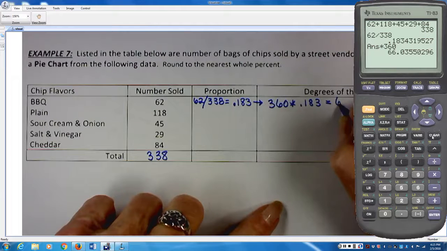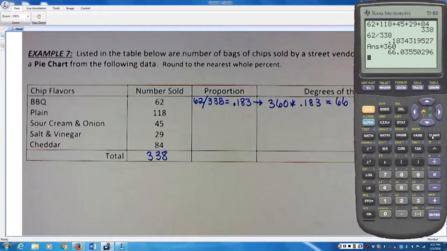Okay? Now, does everybody see how I know that it's 66 degrees? That one you don't round up. That one's 66.03, which would round in the usual way. The only thing you ever have to round up is class width. That's the only thing. Okay? Just class width.